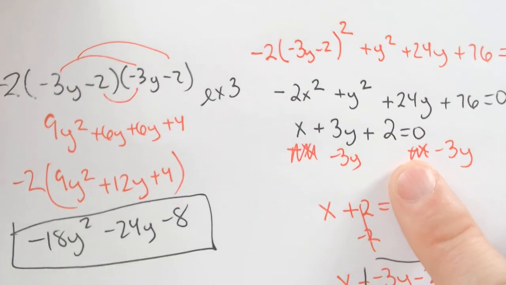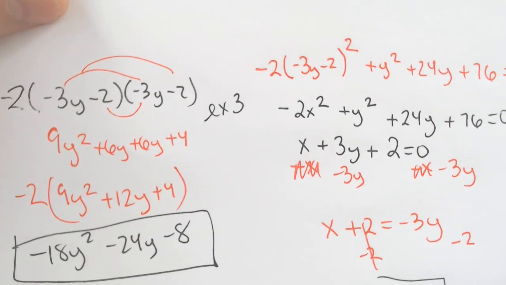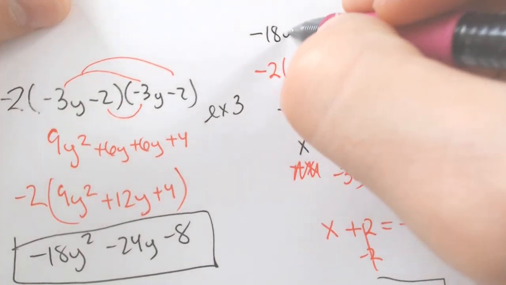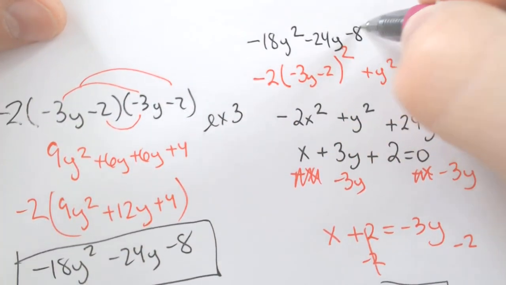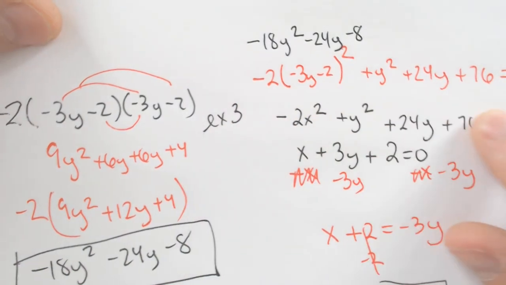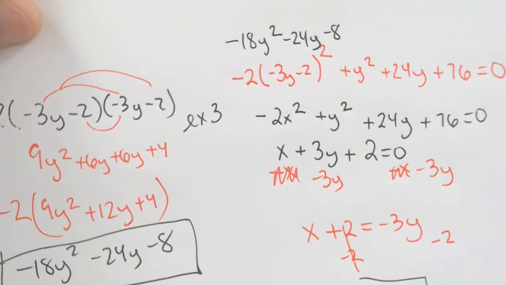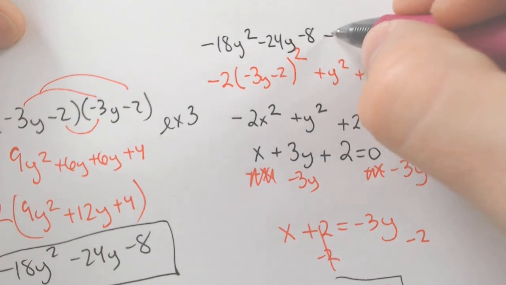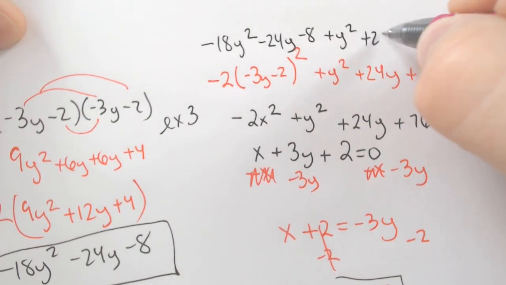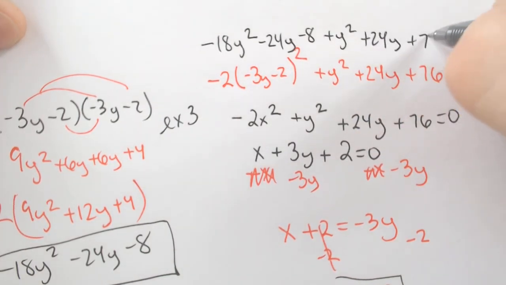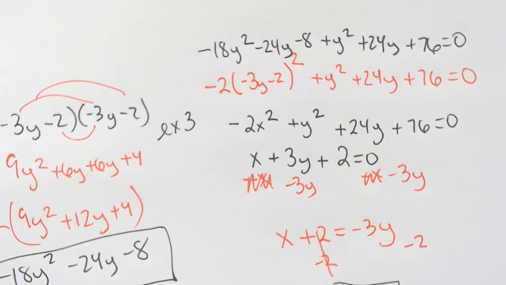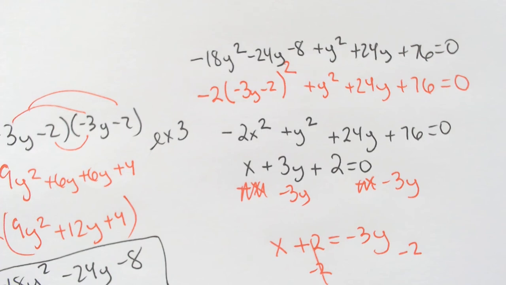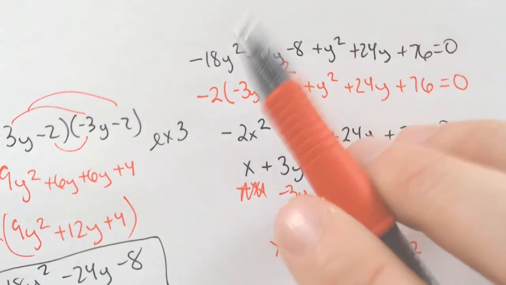So I am going to now rewrite the whole equation again with the negative 18y squared minus 24y minus 8 instead of this part. But I didn't do anything over here, so I'm going to also continue the plus y squared, the plus 24y, and the plus 76, and the equals 0. So I'm just rewriting that. And I'm going to see if there's any like terms, because by goodness, this is as bad as it could possibly be right now. And there is.